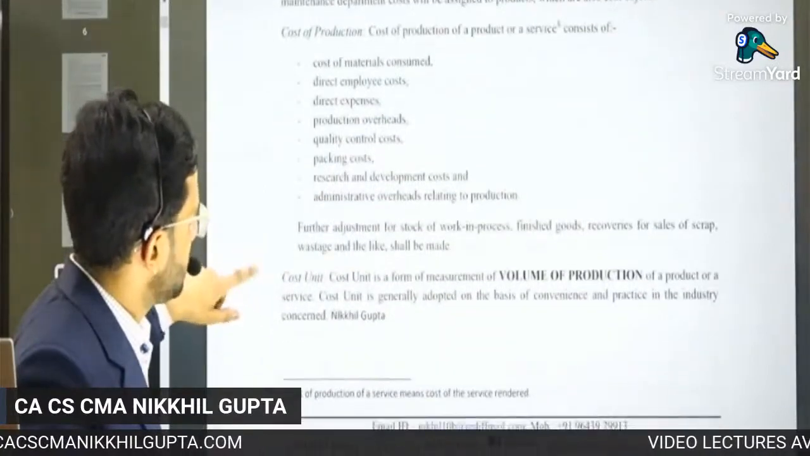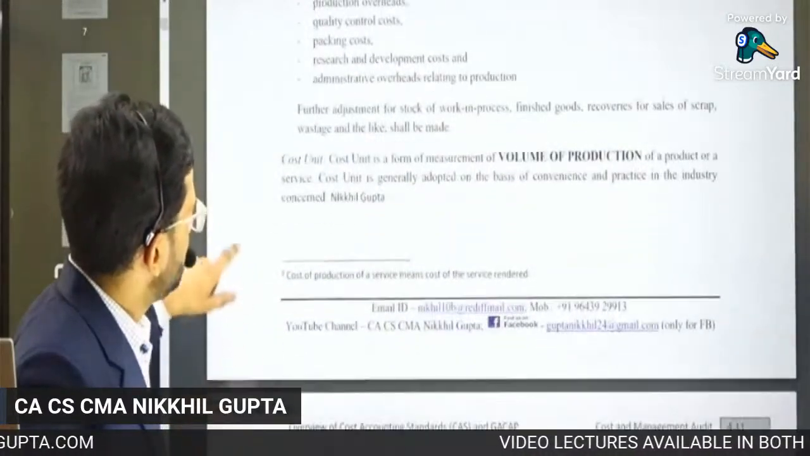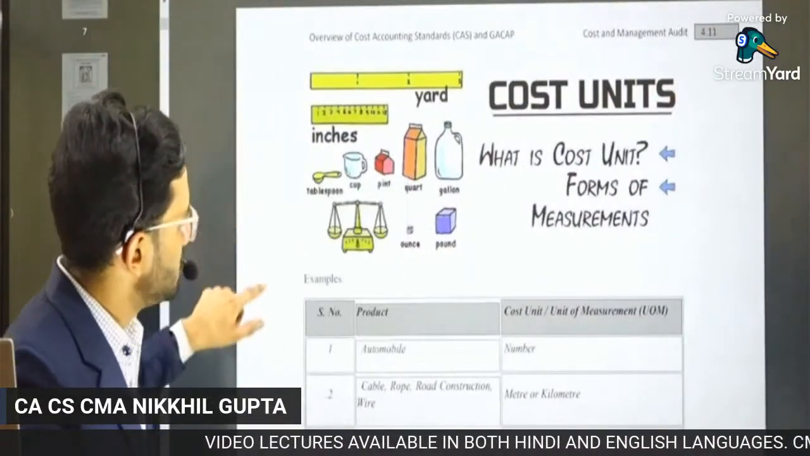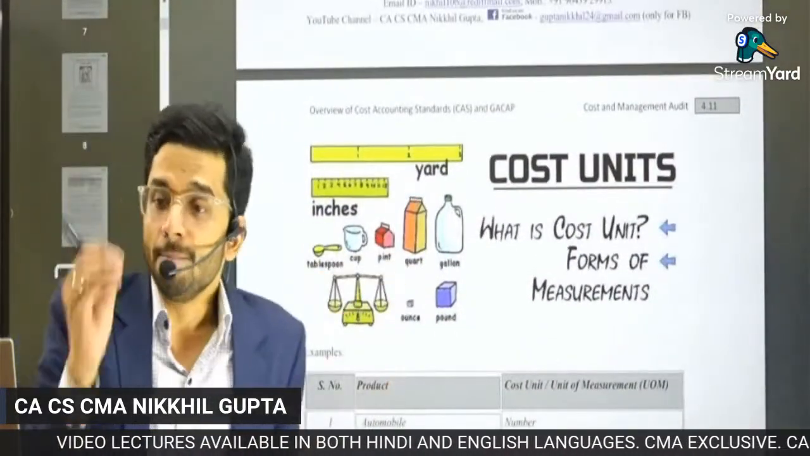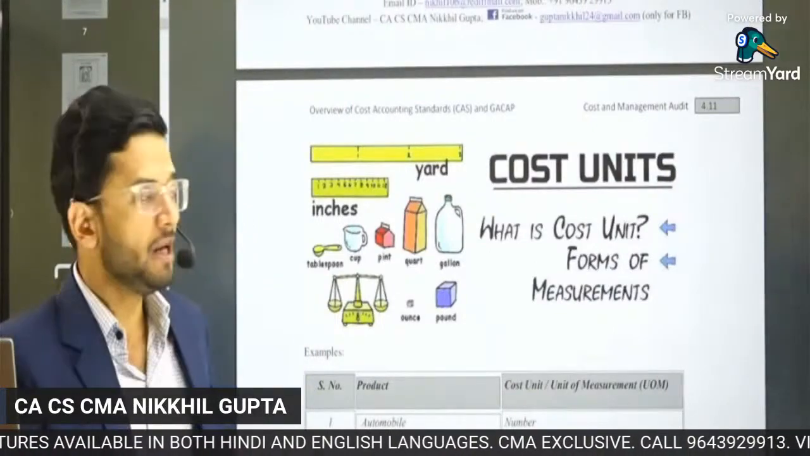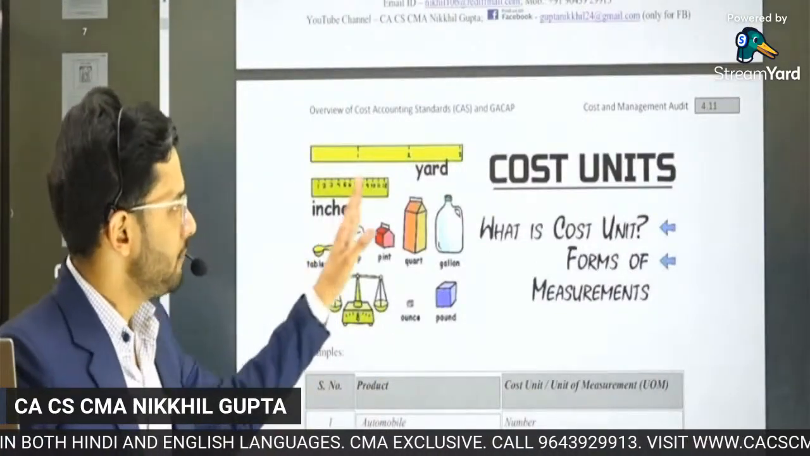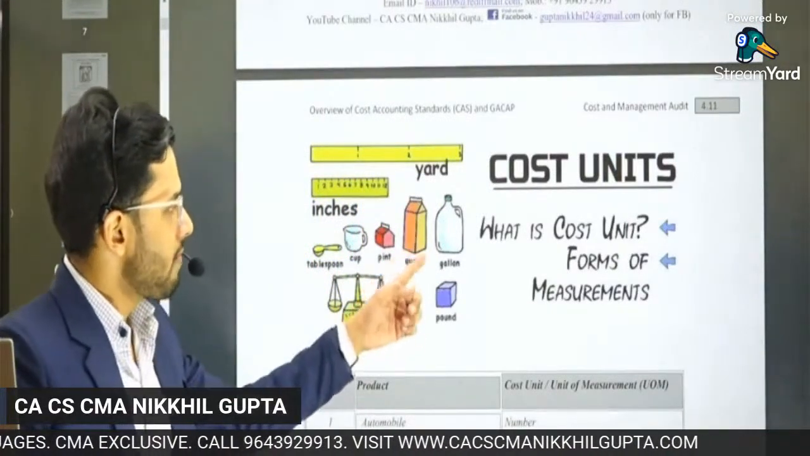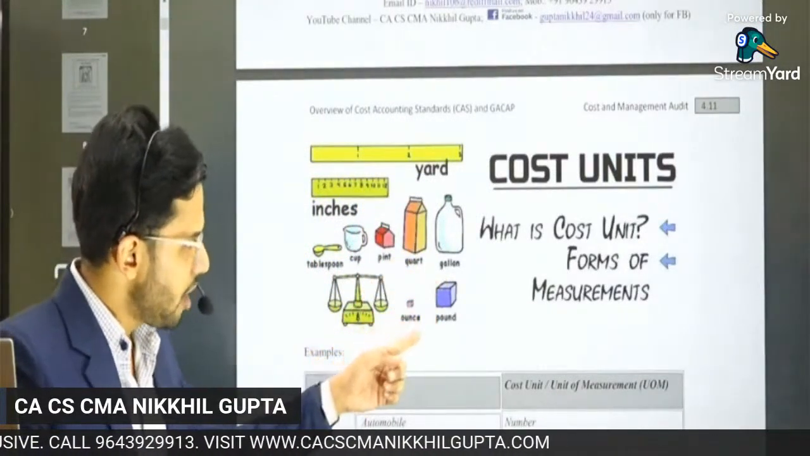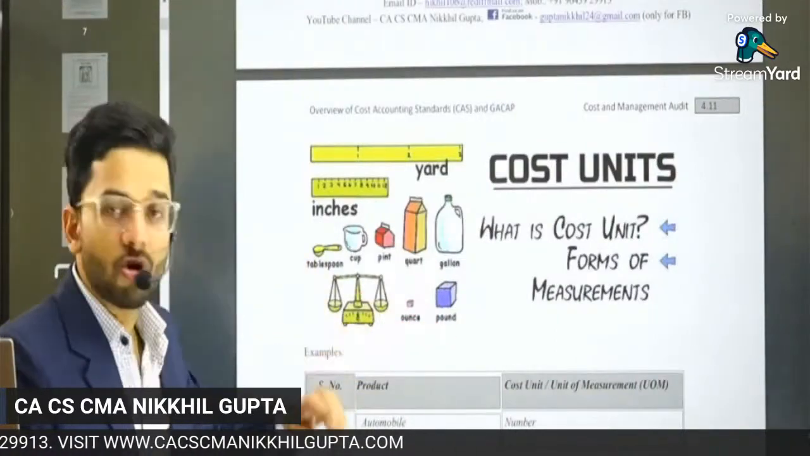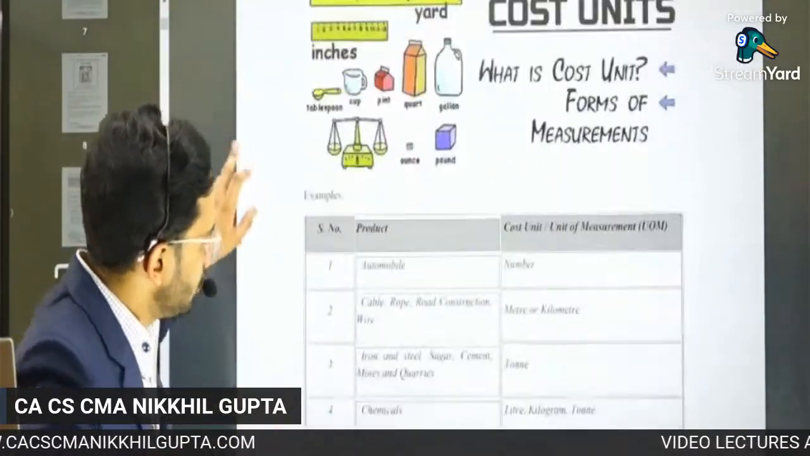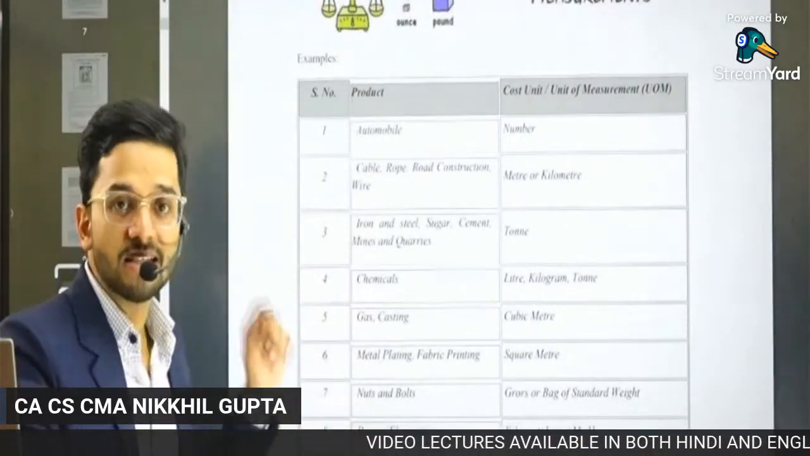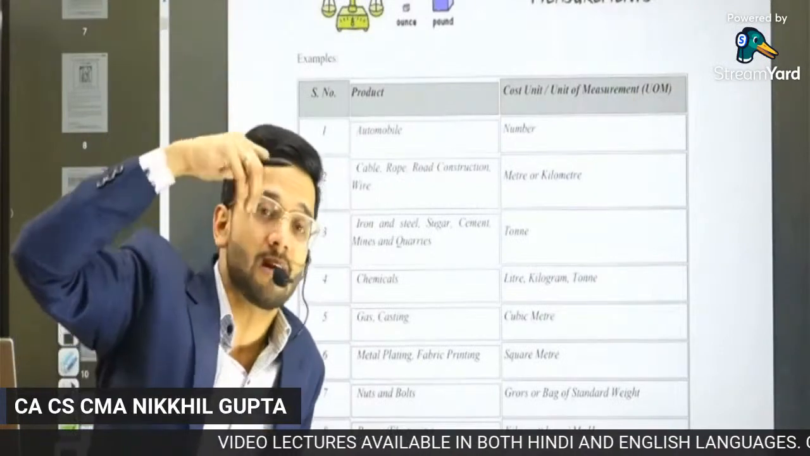Cost object is easy; cost of production is the cost unit. Now please be aware about cost unit. What do you mean by cost unit? Cost unit means the unit in which you measure a particular thing. Like milk, you measure in kgs. This ruler, you measure in inches or yards. Gallon, ounce, pound, tablespoon, these are all cost units, the unit in which you are actually measuring that particular thing.